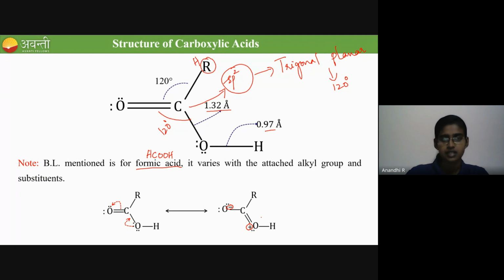So these two are the resonance structures of carboxylic acid. Okay. The very important information are the hybridization, the geometry, the bond angle, and the resonance structure. Bond lengths, you just have to understand. That's it. So is the structure of carboxylic acid part clear to you all?